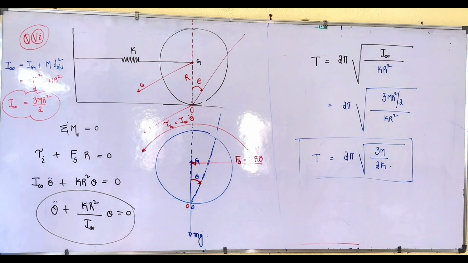Next, 3 by 2 mr square. Now completed. Question number 7: 2 pi square root of 3m by 2k. Next, completed.